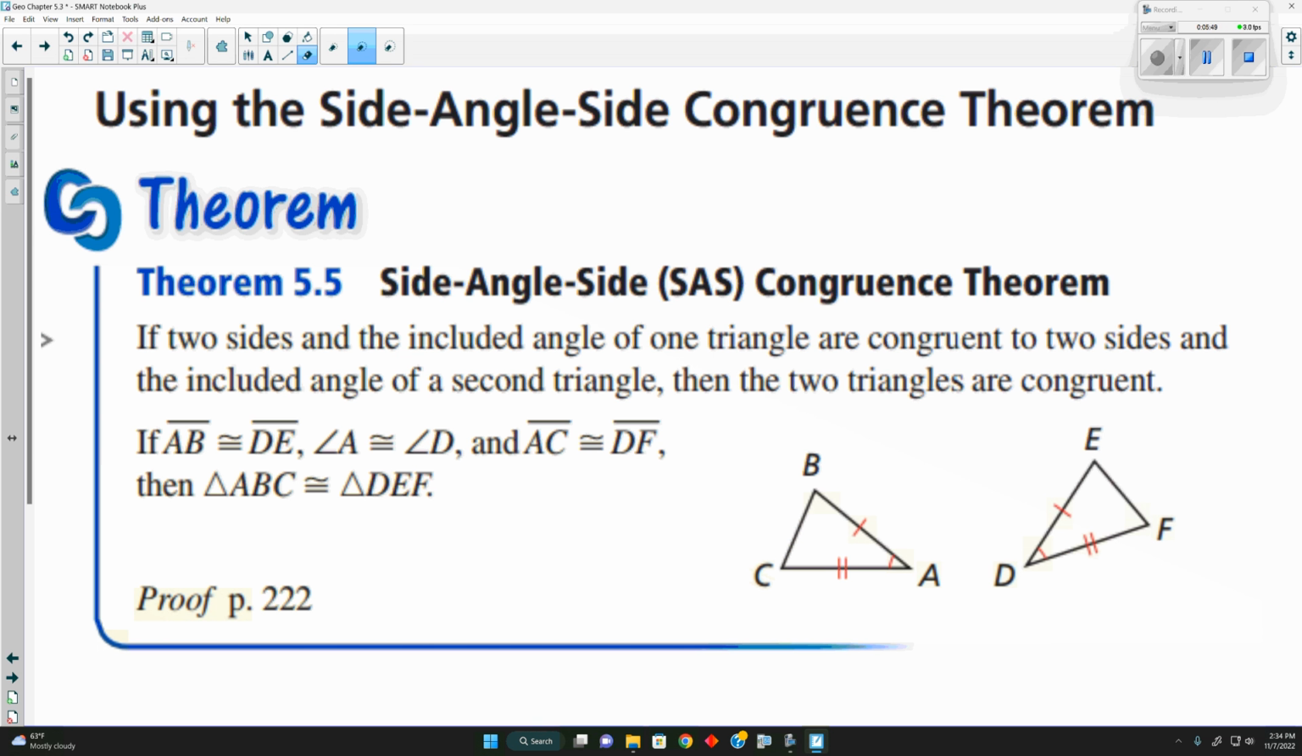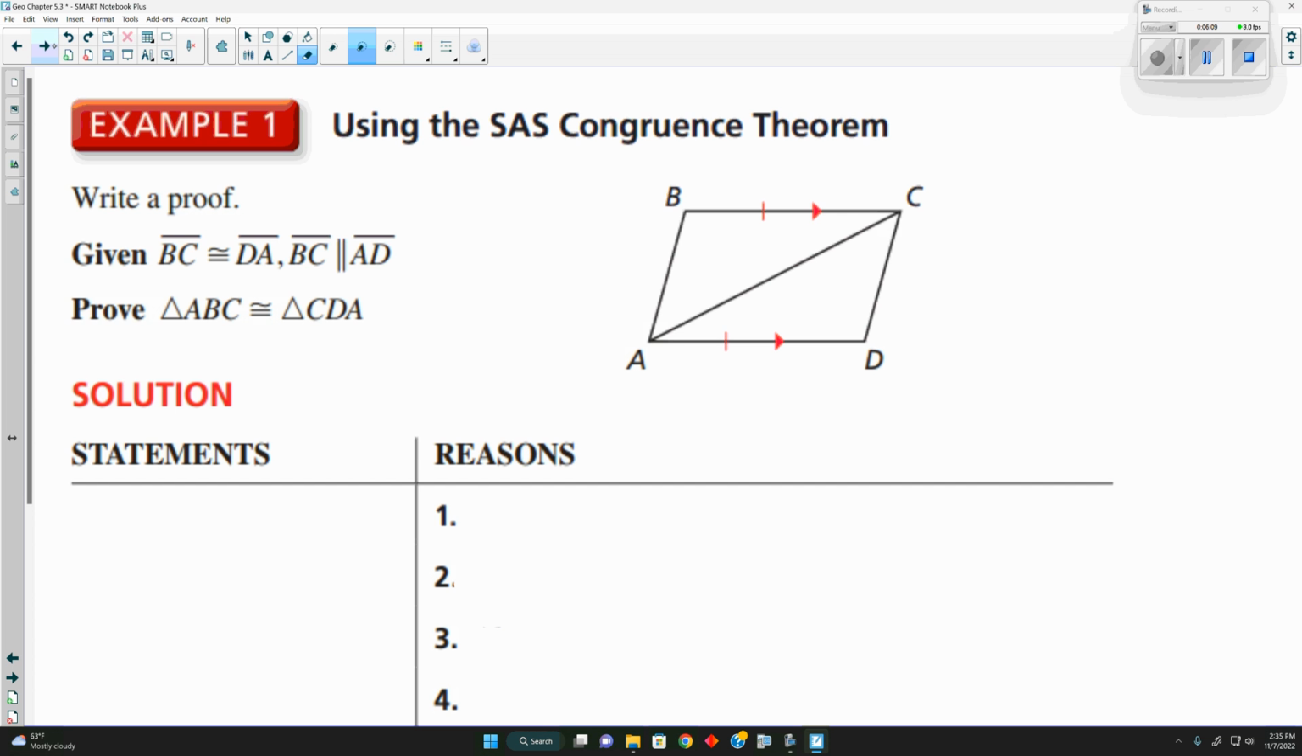So the first congruency shortcut is side, angle, side. If we have two sides and an inscribed angle congruent to two sides and an inscribed angle of another triangle, then the two triangles are congruent. And this is our first shortcut, side, angle, side, and they do need to match up.